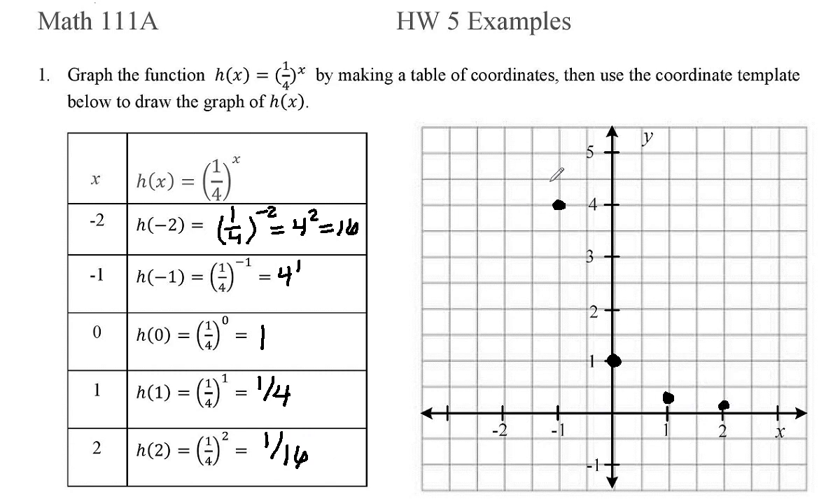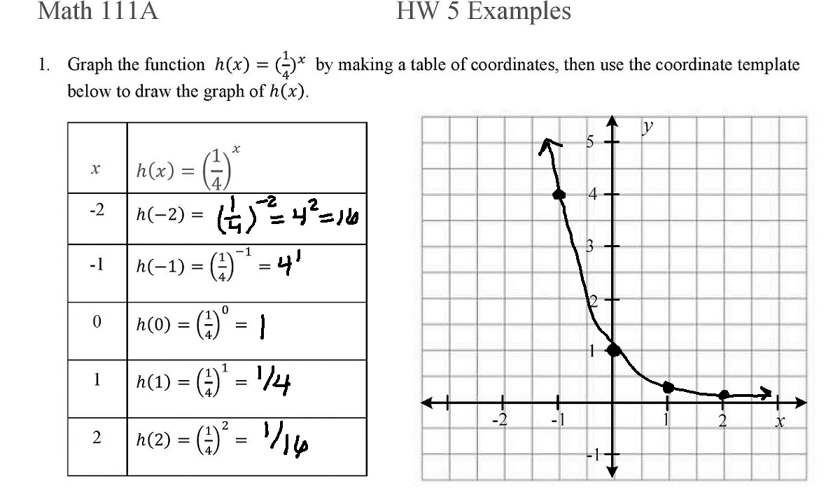And then we play dot to dot, connect these up. We have a horizontal asymptote, the x-axis, and the graph keeps going up faster and faster as you go to the left. So that's our graph. That one's all set. They just want us to do the graph.